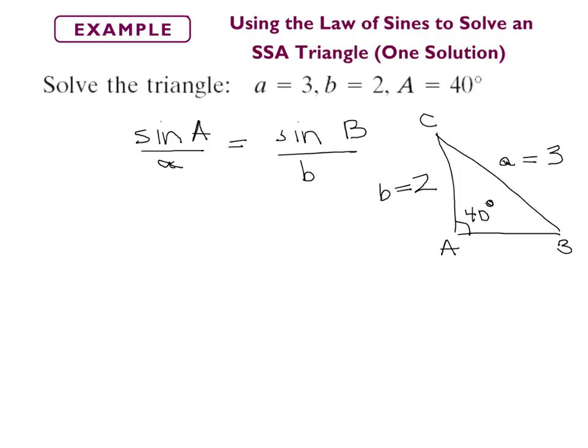So now I have the sine of A, so I have the sine of 40 degrees over a, which is 3, is equal to the sine of B, which I don't know, over 2, right? So, Griffin, how do I solve this?